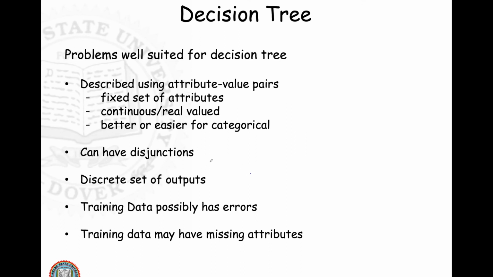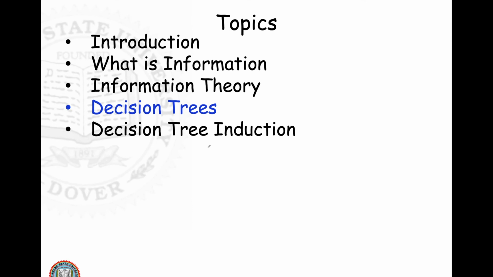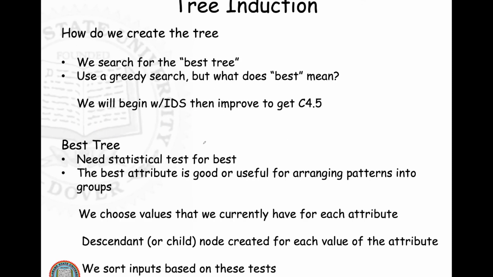You can have disjunctions where you have a discrete set of outputs and the training data possibly has errors. Decision trees are good for that. And also decision trees are good for problems where the training data, the in-sample points, may have some missing attributes. So let's take a look at how you build these decision trees, how you select which particular tests you're going to arrange in order to build your classifier.